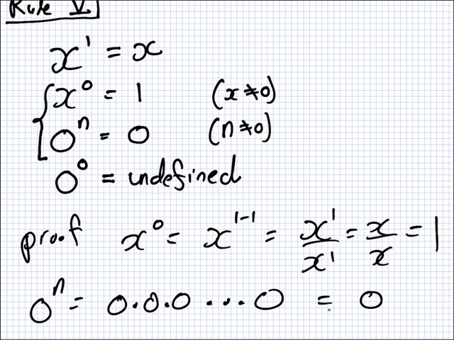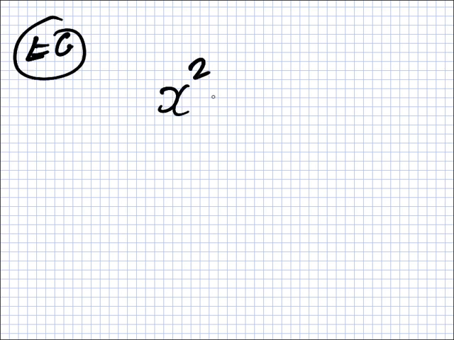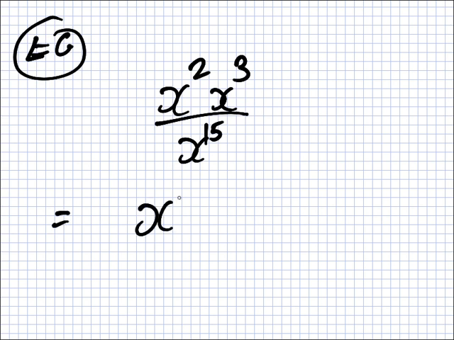Let's have a look at some examples now. Okay, so first example, we'll keep it not too difficult. We'll say x squared times x cubed over x to the 15. So on the top, what do I get? x power 5. And on the bottom, x power 15. And this will be equal to x power minus 10, which you will just leave like that.